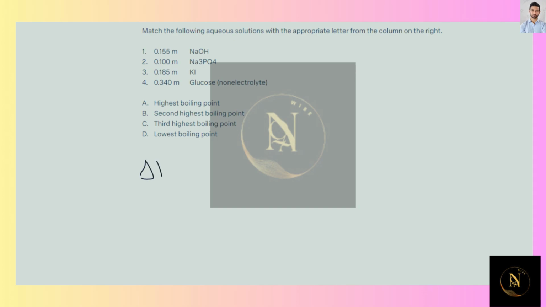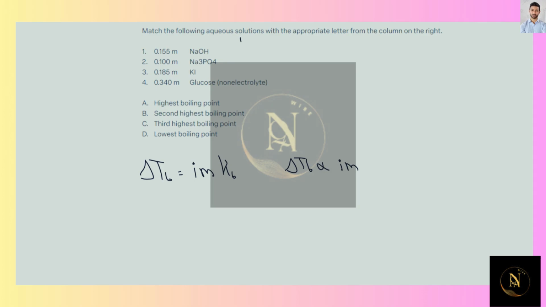In order to do so, remember that the change of the boiling point is going to be equal to the van 't Hoff factor times the molality times the boiling point elevation constant Kb. Thus, we know that delta Tb is going to be proportional to i times m. Thus, we want to calculate this value for all of the substances.